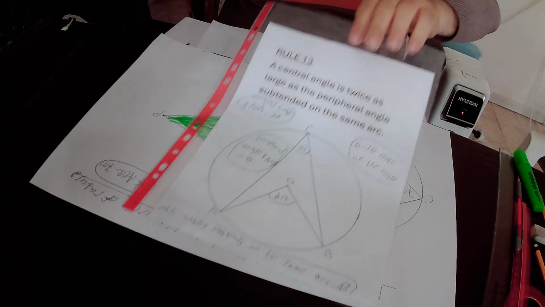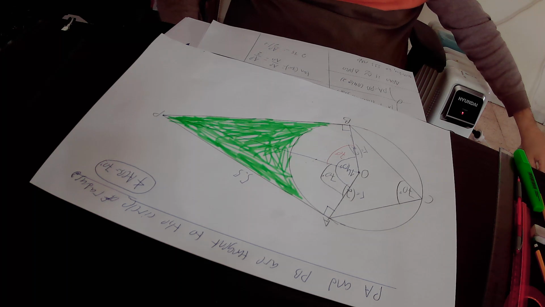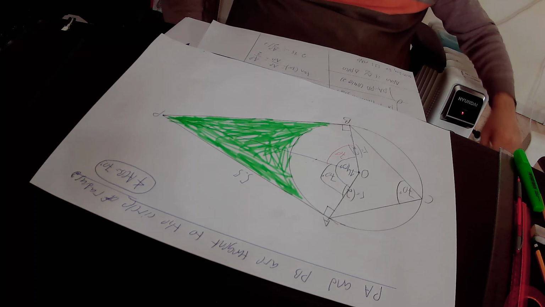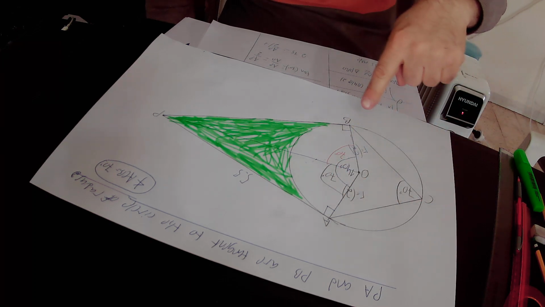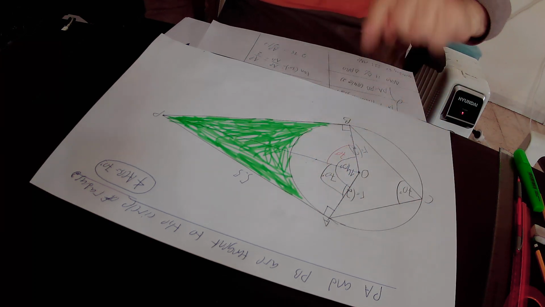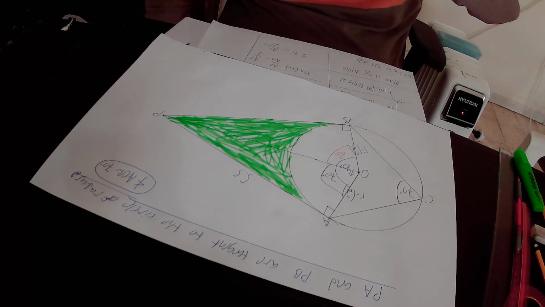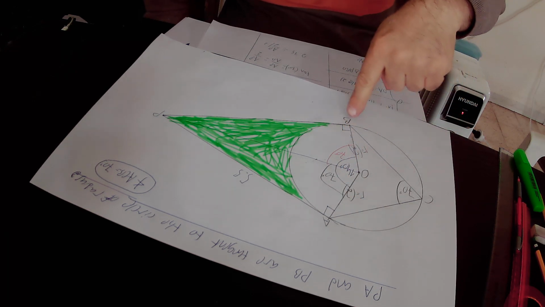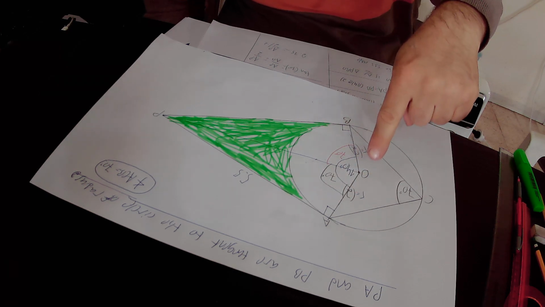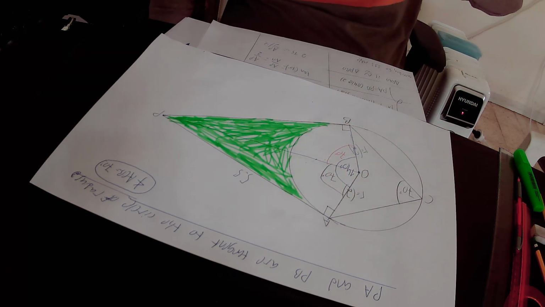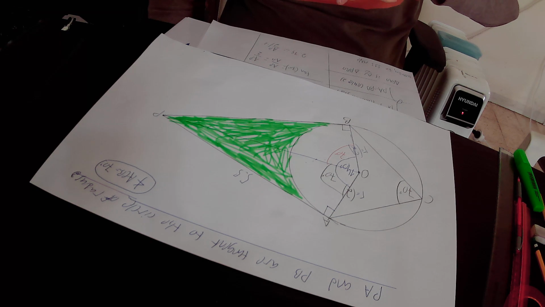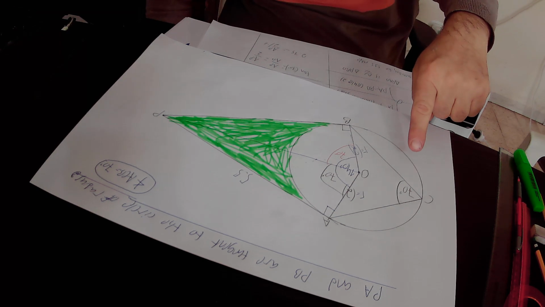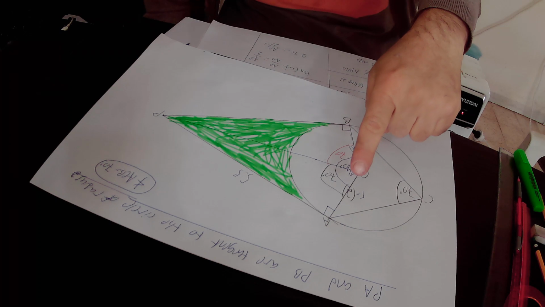So we can actually implement rule 13 in our drawing. Why? Because in our drawing we have the peripheral angle ACB. This is peripheral angle ACB that is subtended on this arc, arc AB. And we also have the central angle AOB. Central angle AOB is subtended on the same arc, arc AB. Therefore, according to rule 13, the size of this central angle will be twice as large as the size of this peripheral angle that is subtended on the same arc, arc AB.